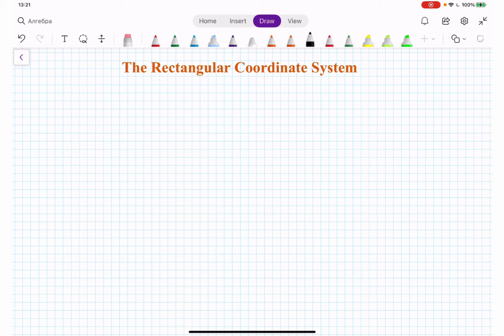Question number 1. What is the x-coordinate of the origin? The coordinate of the origin is 0.